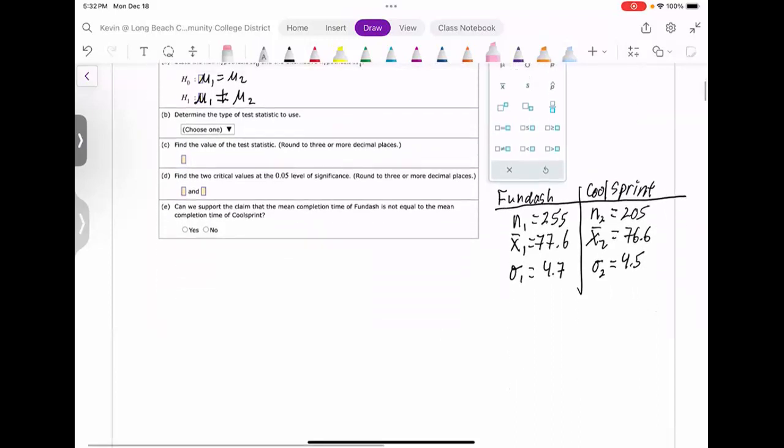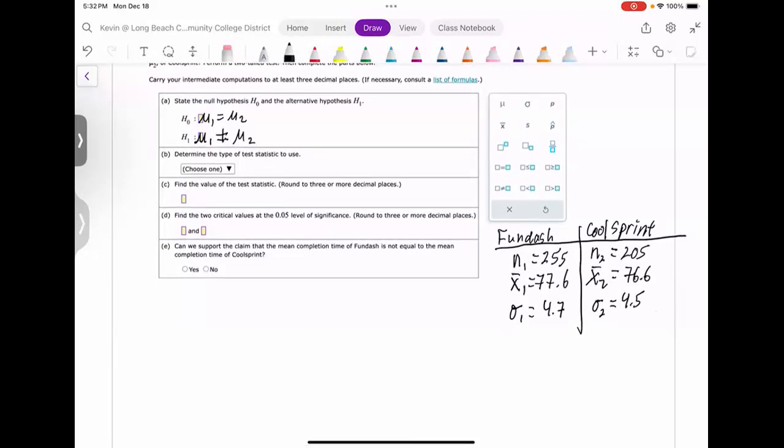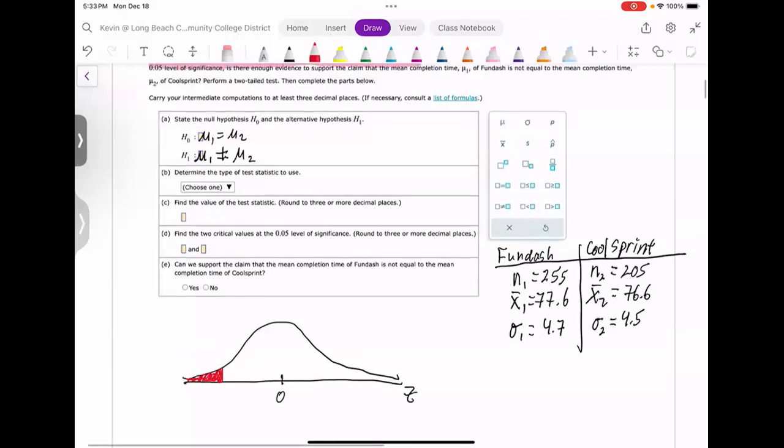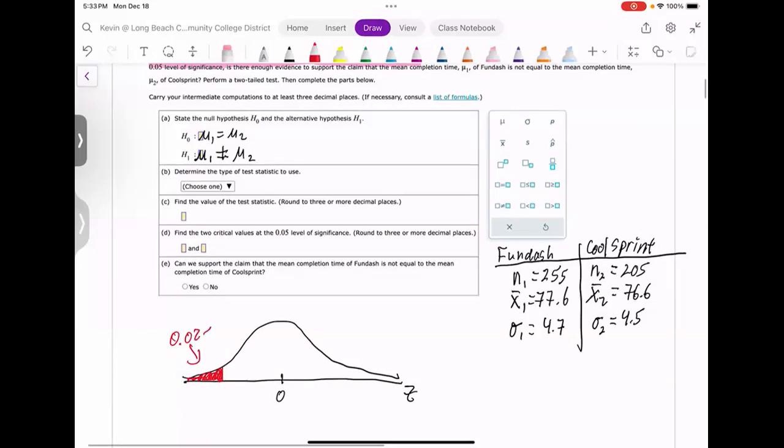Okay, so let us start by drawing our picture to get a good idea of what's going on here. We already agreed that we know what sigma is because they told us that we're going to use the sample ones as the population ones. Now this is a not equal to, which means it is a two-tail. What was our alpha? 0.05, so that'll be 0.025 in each tail. This is our critical region here, and our other one.